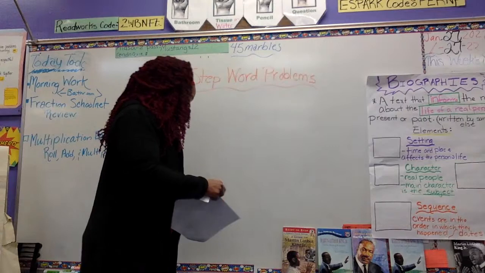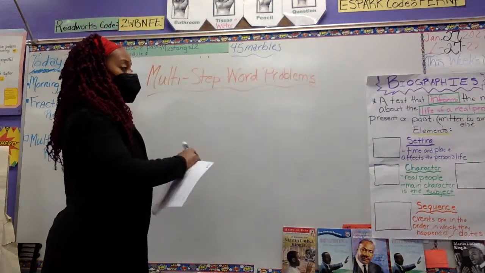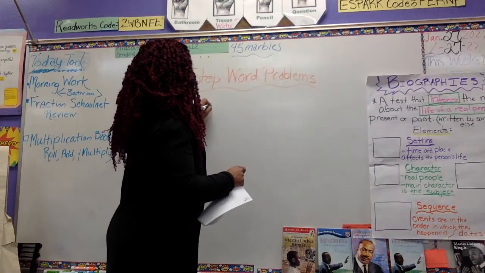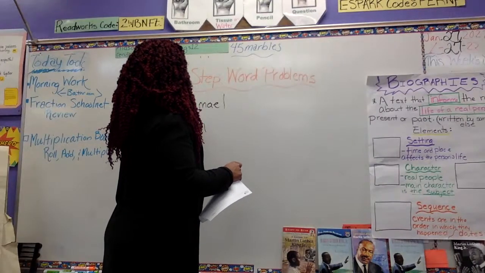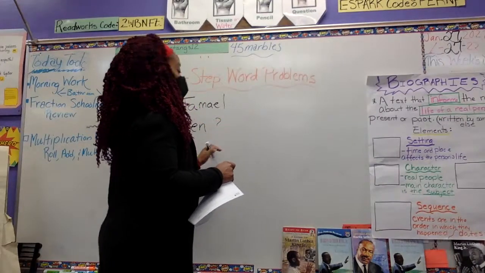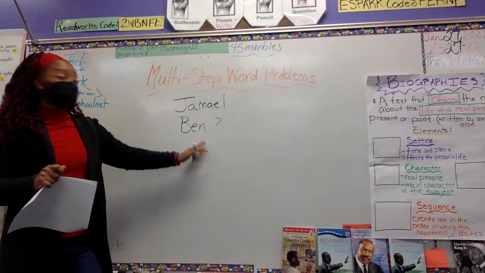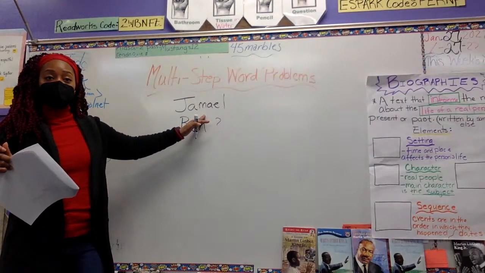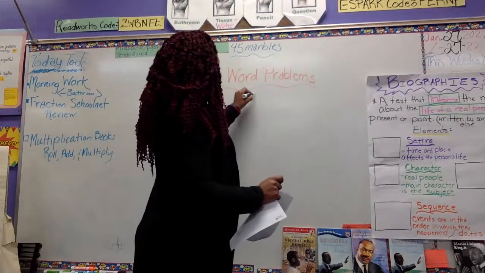Ben, Jamal. Ben and Jamal. Okay, good. So we have 2 people here. We have Jamal and we have Ben. Now, they don't tell me how much Ben has off the top, do they? No. But they do give me a number for Jamal. And how much did his bag weigh? Elijah? 15. Okay, so his bag weighed 15 pounds.